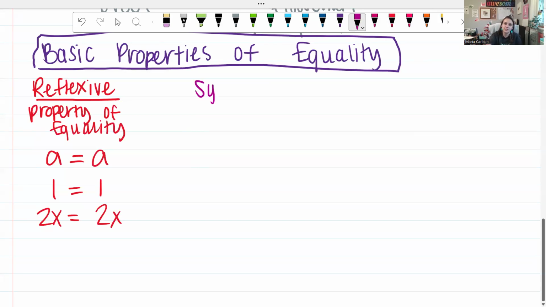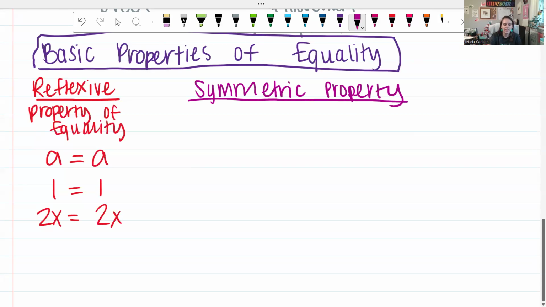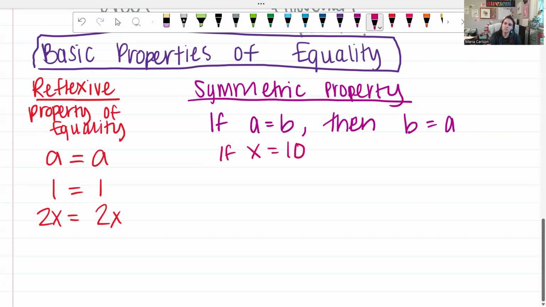Next, we have the symmetric property of equality. I'm just going to call it the symmetric property. And the symmetric property states if some object A is equal to B, then we know that B is equal to A. So for example, if x equals 10, then 10 equals x. You can flip it, right? It's symmetrical.